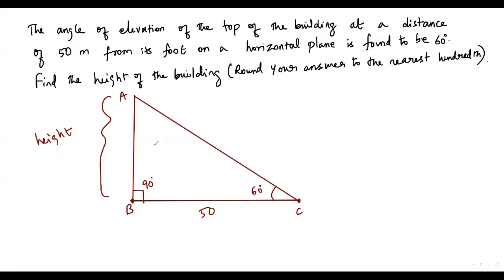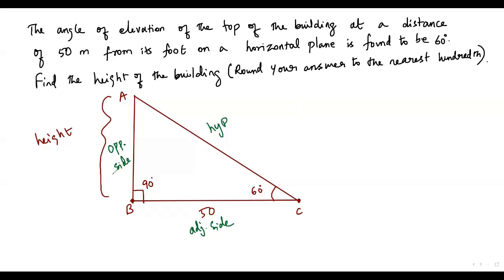In this right triangle, considering this angle measures 60 degree, what is the name of the side AB? That is the opposite side, because if we consider a particular interior angle measure in a right triangle, other than 90 degree, the side which is opposite to that angle measure is called the opposite side. The side which is opposite to the right angle is called the hypotenuse. And the third side is called the adjacent side. Now here I know the length of the adjacent side, that is 50. I have to find the length of the opposite side, which represents the height of the building.